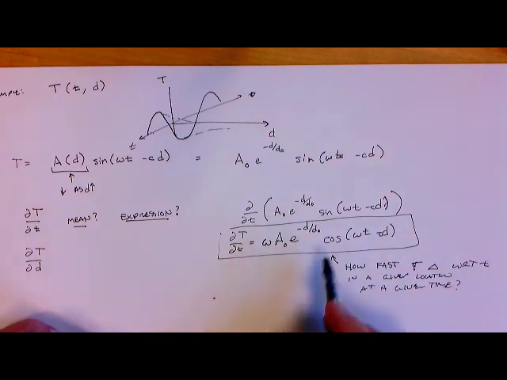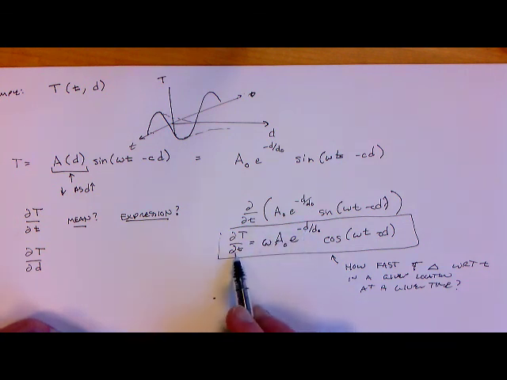If I'm really deep in the ground, this leading term is going to be very close to 0, right? Because this exponential is going to drop off. So effectively, if I'm deep in the ground, the partial of the temperature with respect to time is close to 0. In other words, deep in the ground, T is not changing very fast with respect to time.